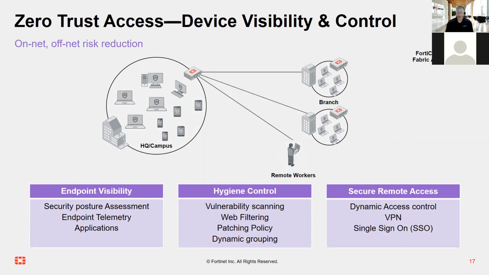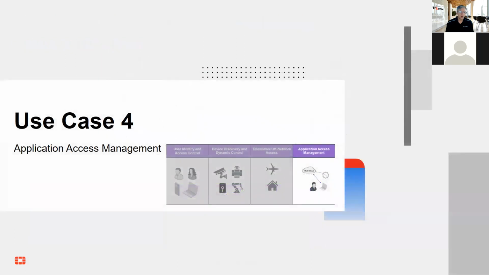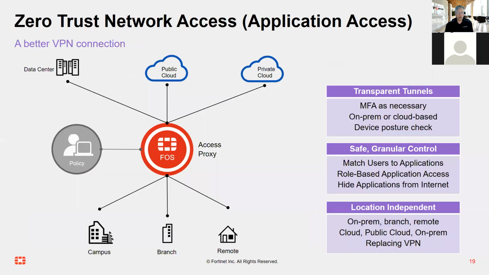Now, the next thing I want to talk about is a new capability that we're bringing out, that new user application access that I mentioned. This is called Zero Trust Network Access, and it's actually replacing or will replace over time that VPN connection. So what Zero Trust Network Access is about is connecting users directly to the applications, no matter where the user is and no matter where the application is.